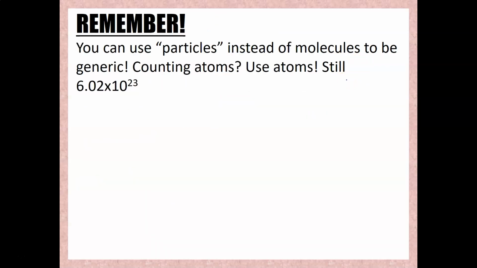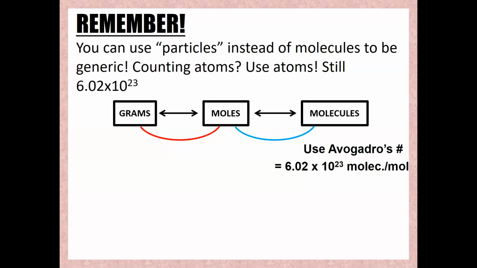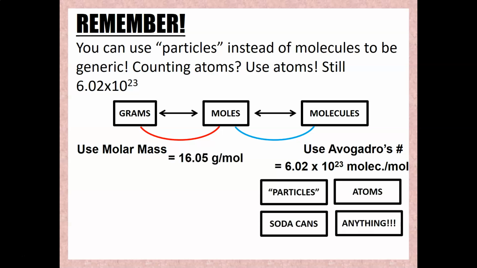And just a little reminder that you can be generic, you can use particles instead. So for Avogadro's number, instead of using molecules, it could have been particles, it could be atoms, it could be soda cans, it could be cars. It doesn't really matter what you're counting. It's just talking about whatever item it is that you're counting.